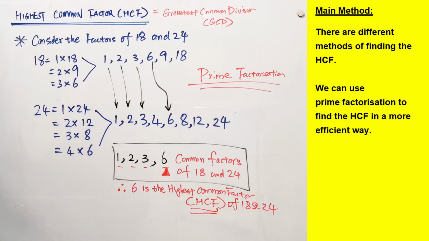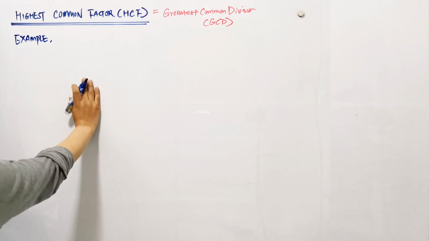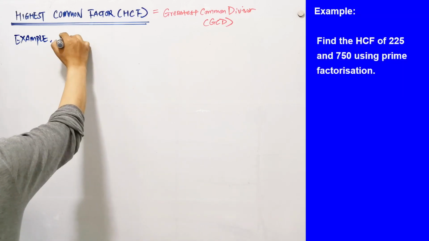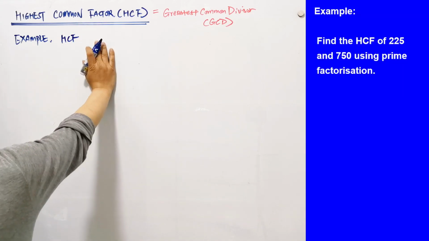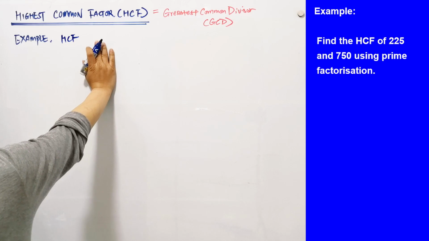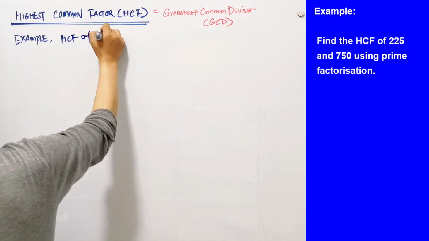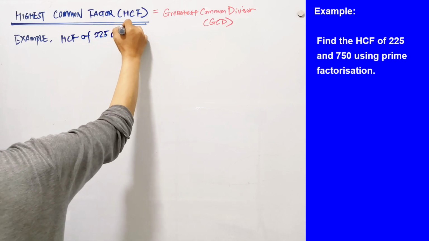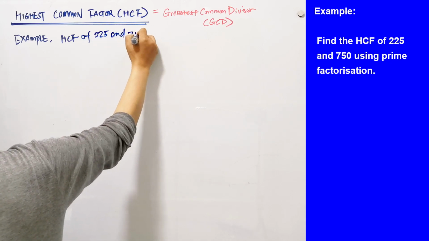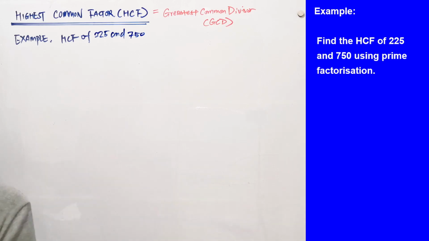Okay, now let us give some examples. The first example: find the HCF, the highest common factor, of 225 and 750. Basically, we have two ways. Just now we saw using prime factorization to find it, right? Let's use the first one.